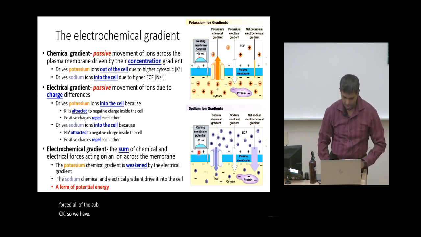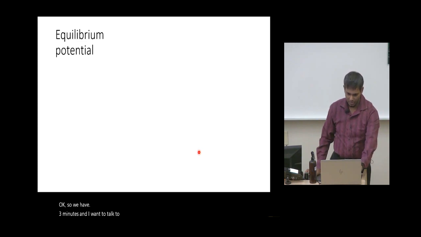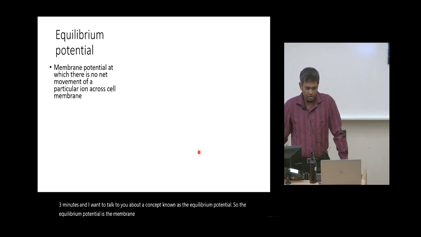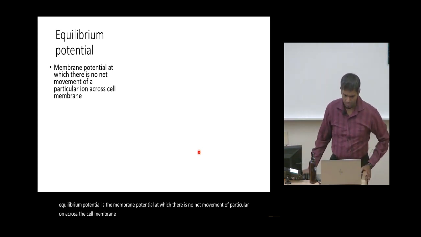We have 3 minutes, and I want to talk to you about a concept known as the equilibrium potential. So the equilibrium potential is the membrane potential at which there is no net movement of a particular ion across the cell membrane. Right?